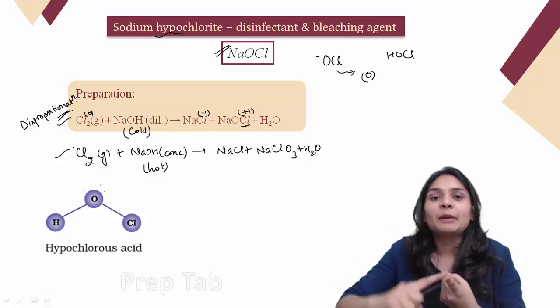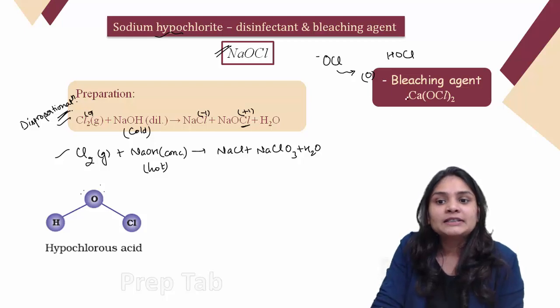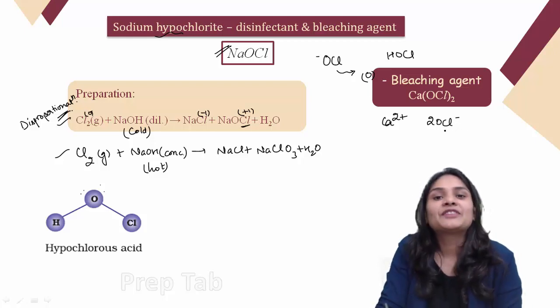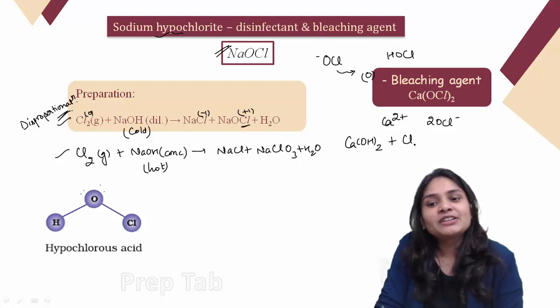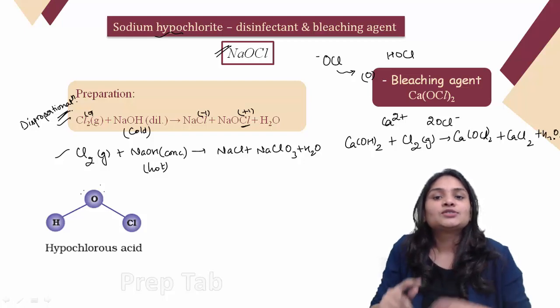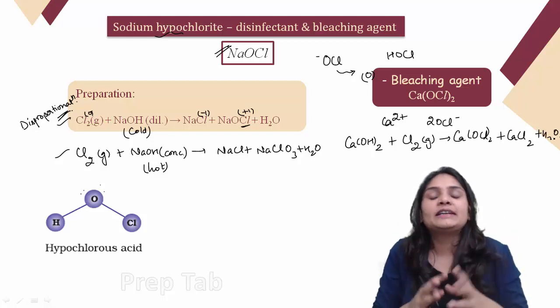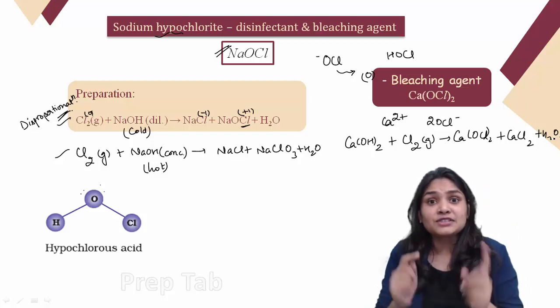Along with this, remember bleaching agent. Bleaching agent, you have studied calcium hypochlorite, that is Ca(OCl)2. So you have calcium ion and 2 OCl- ions. How was it prepared? You can go through NCERT, although I'll share it. Calcium hydroxide, when treated with chlorine gas, you get calcium hypochlorite and calcium chloride plus water. So go through NCERT. These 3 reactions are important for your exam, especially this year's.